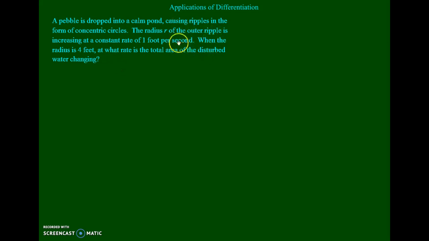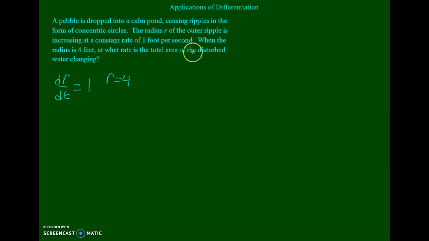Now, one of the keys to solving these kinds of problems is we need to characterize what we're given and what it is that we're trying to find, and try to put it in terms of the problem situation. So here, the radius of the outer ripple is increasing. Well, radius is increasing, so that's a rate of change of the radius with respect to time. So what they're giving us is dr/dt is 1 when the radius is 4. So when r equals 4.